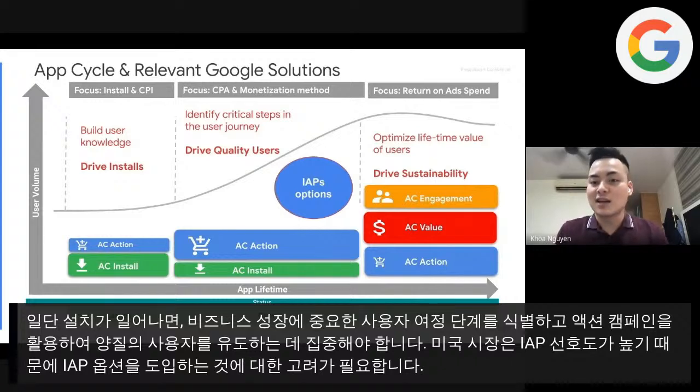This is also the time for developers to start thinking and introducing IAPs or in-app purchase options in their apps, especially for the US market, since this has a high preference toward high quality paid products.